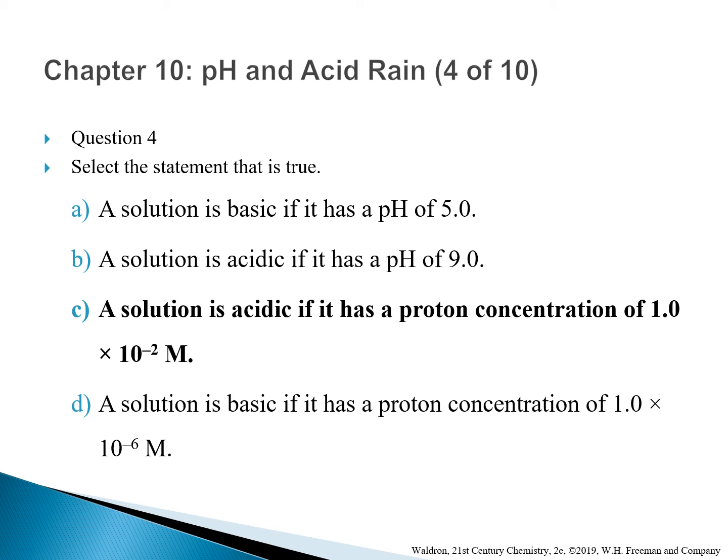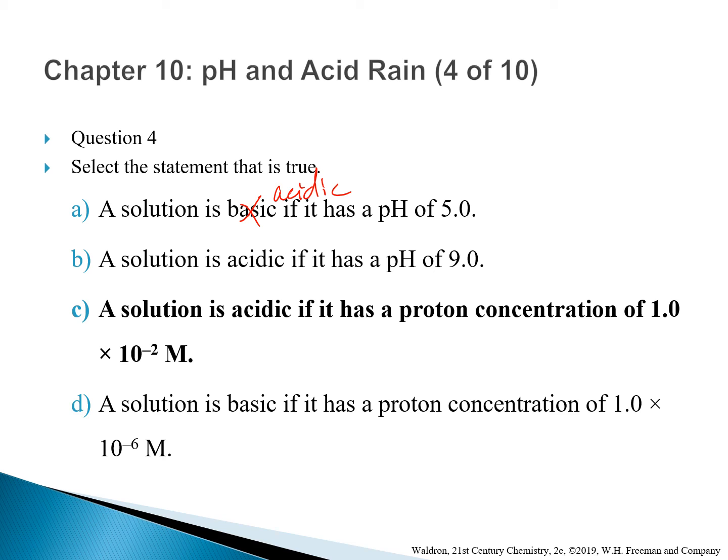The correct answer is C. A solution is acidic if it has a proton concentration of 1.0 times 10 to the minus 2. Let's take a look at the choices one by one. A, telling you the pH is equal to 5. So therefore, when pH is equal to 5, this is acidic.